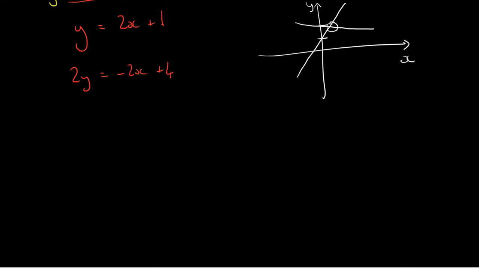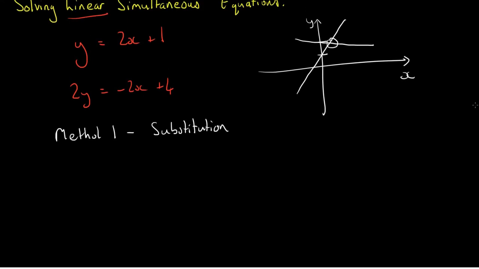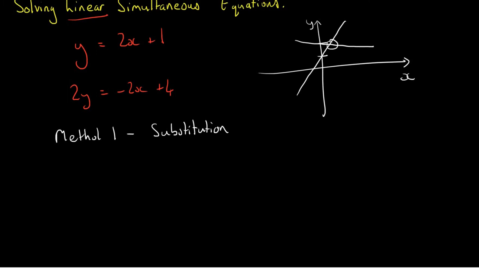Okay, we're going to do two methods to solve these today. Method 1 will be substitution. Now, substitution does what it says on the tin, really. We're going to substitute one of these equations into the other one to generate an equation that is in terms of one variable only. Because if it is in terms of one variable only, we can solve it.